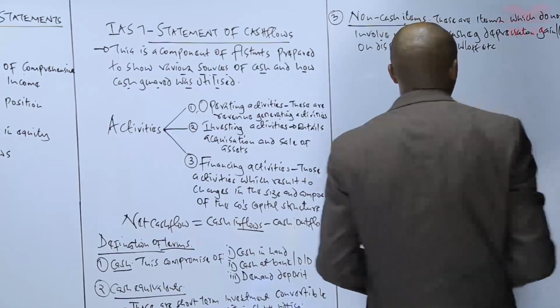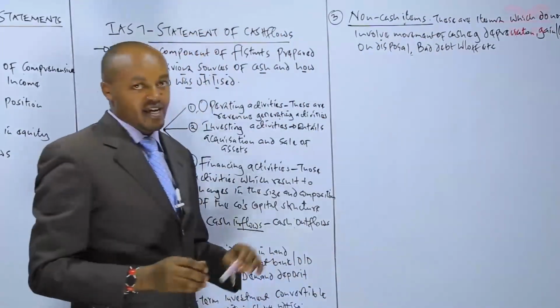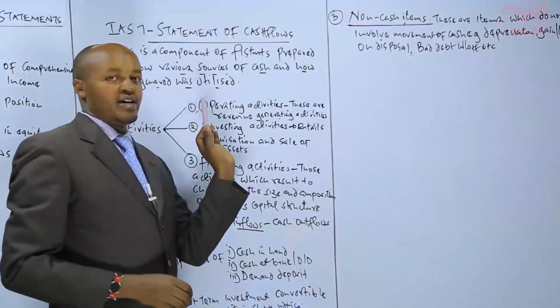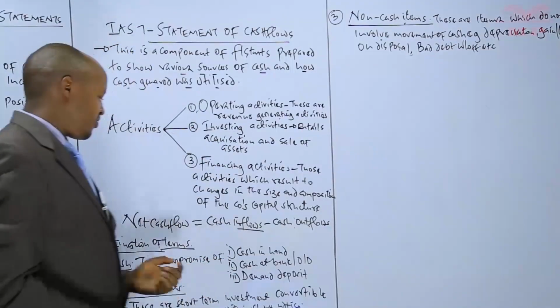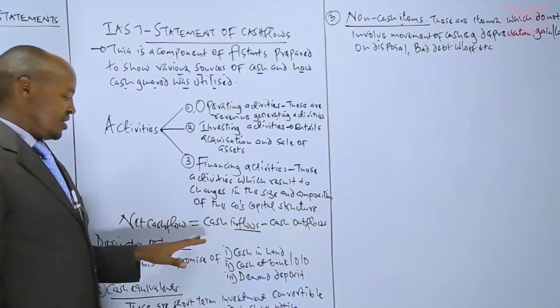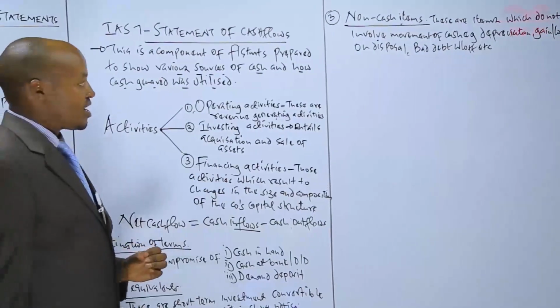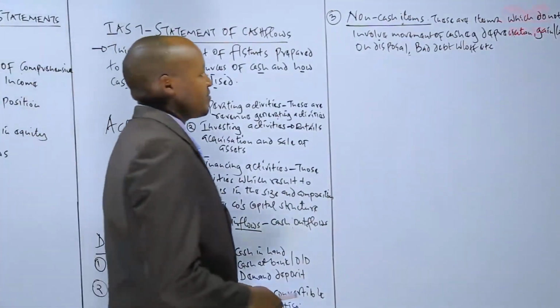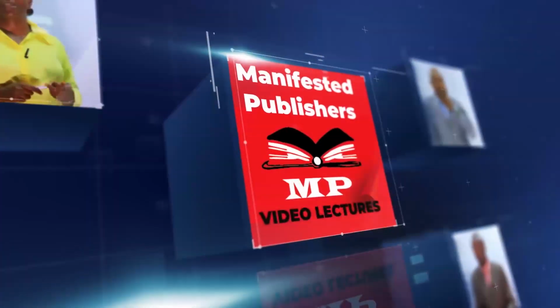etc. And therefore, when preparing a statement of cash flow, as the name suggests, we only use those items which entail movement of cash, because by the end of the day, to compute the net cash flow from each of these activities, we take the cash inflows less the cash outflows. So those are basically some of the terms which you need to be aware of.